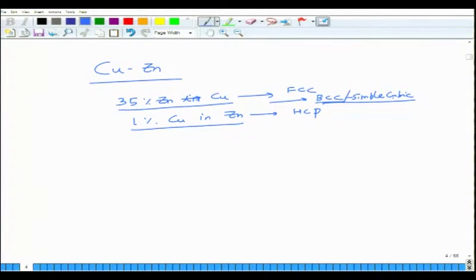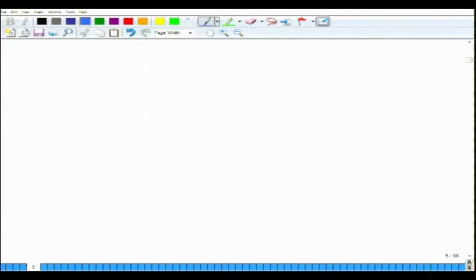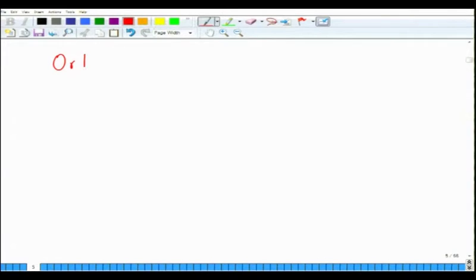So, you no longer have FCC or HCP structured phases, you have some other phases. These phases are basically formed because copper and zinc tend to form secondary phases. So, especially at lower temperatures, when you mix two elements, they tend to arrange themselves in ordered fashion. So, this is called ordering in alloys. As I said, at lower temperature it had an ordered structure.